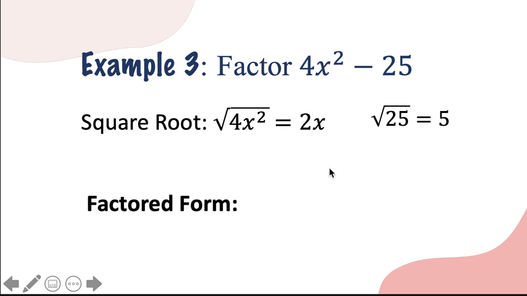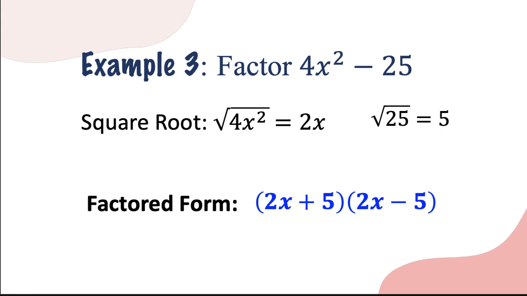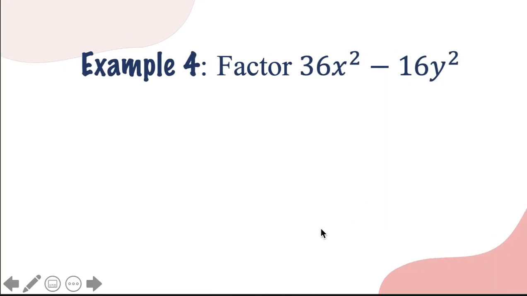After that, we're going to write these two terms as the product of sum and difference. So, that will be 2x plus 5 and 2x minus 5. Okay, let us now proceed to the fourth example.